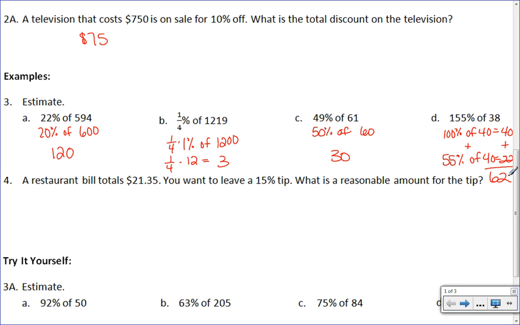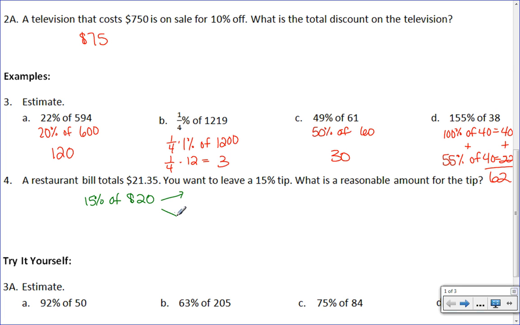Okay. And number 4, it says a restaurant bill totals $21.35. You want to leave a 15% tip. What is a reasonable amount for the tip? And like I said earlier, when you're computing tip, most of the time, you're just looking for an estimate. You're not looking for an exact amount. So when you're looking at this bill, it might make it easier to round that down to $20. So what we're really looking for is 15% of $20.